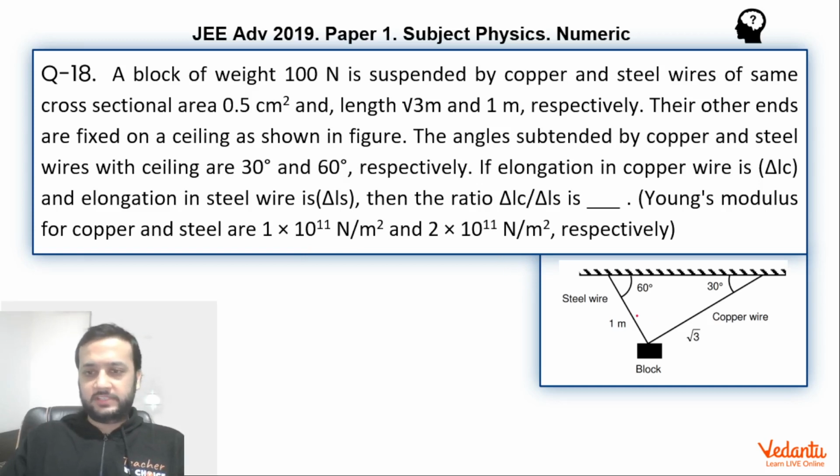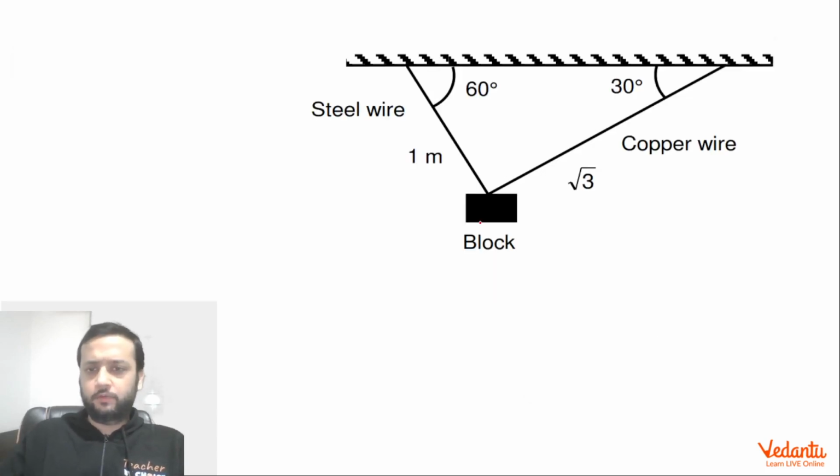So here we have a steel wire and a copper wire. The lengths have been given. Cross-sectional area has been assumed to be the same. So we hung a block whose weight, 100 Newton, has been given, and we have to find the ratio of the elongation in the copper wire to the steel wire. This is what we have to find. So let's see how we do this question.